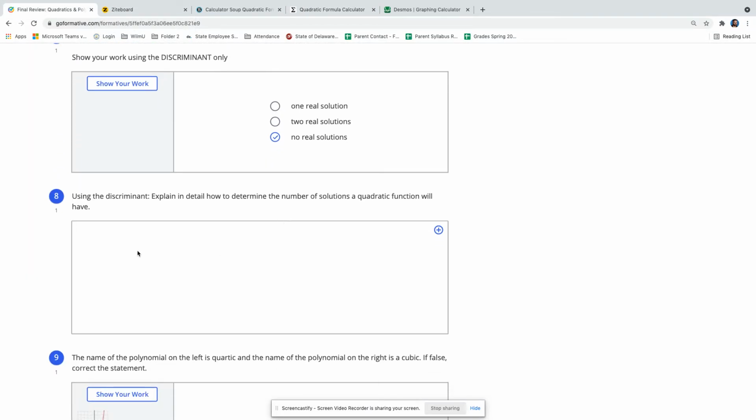So to explain in detail how to determine the number of solutions a quadratic function will have, if the discriminant is positive, you'll have two solutions. If the discriminant is 0, you'll have one. And if the discriminant is negative, you'll have no real solutions.